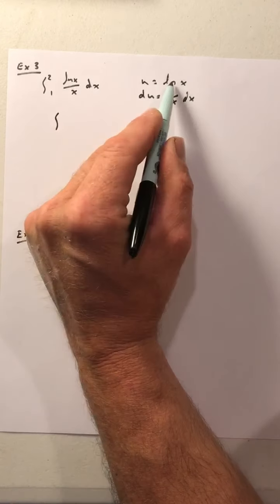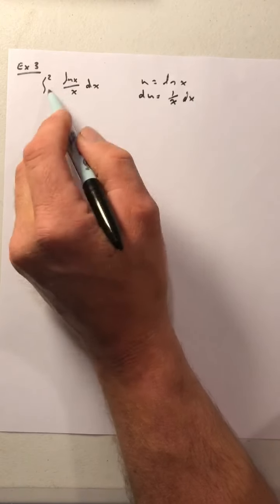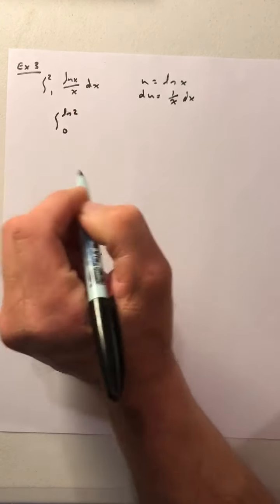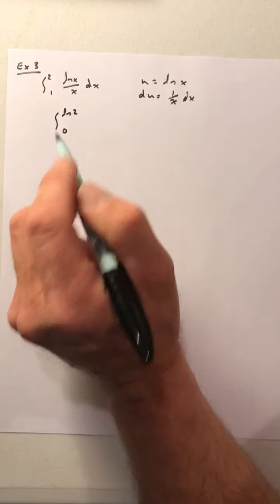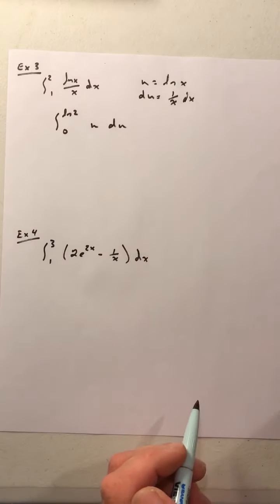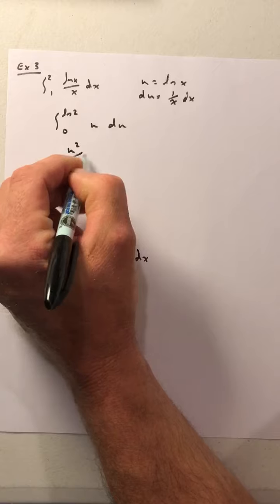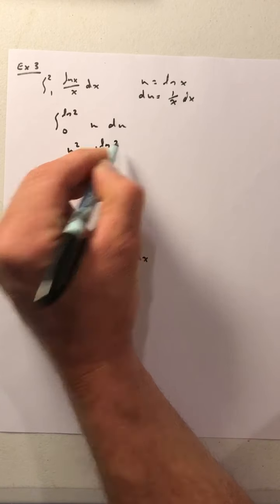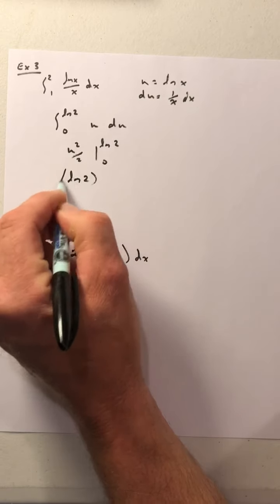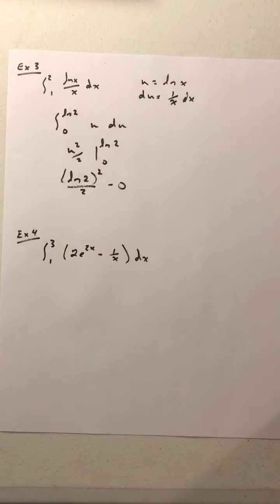So we're going to go from 1, the natural log of 1 is 0. If I plug in 2, again remember these are x values, I'm changing them to u's, I get the natural log of 2. So now I'm going from 0 to the natural log of 2 of u du. The integration of u is u squared over 2. We're going from 0 to the natural log of 2. Plugging in the natural log of 2, as the natural log of 2 squared over 2 minus 0.